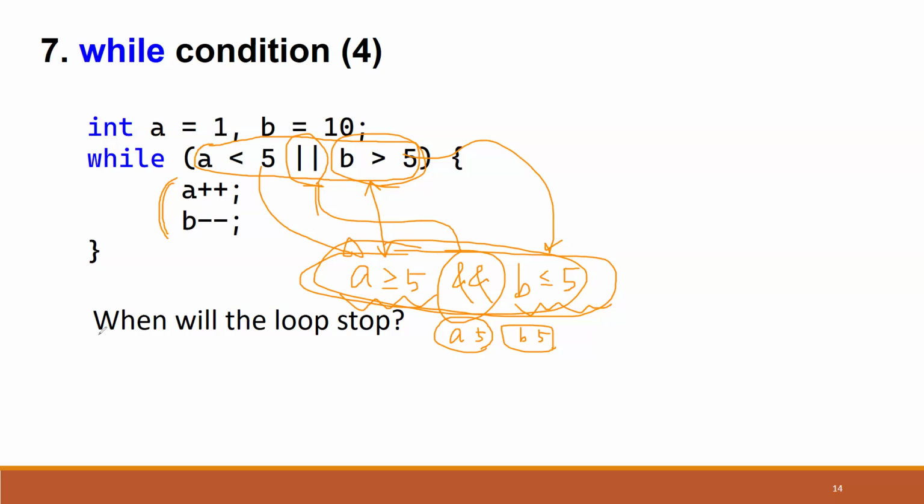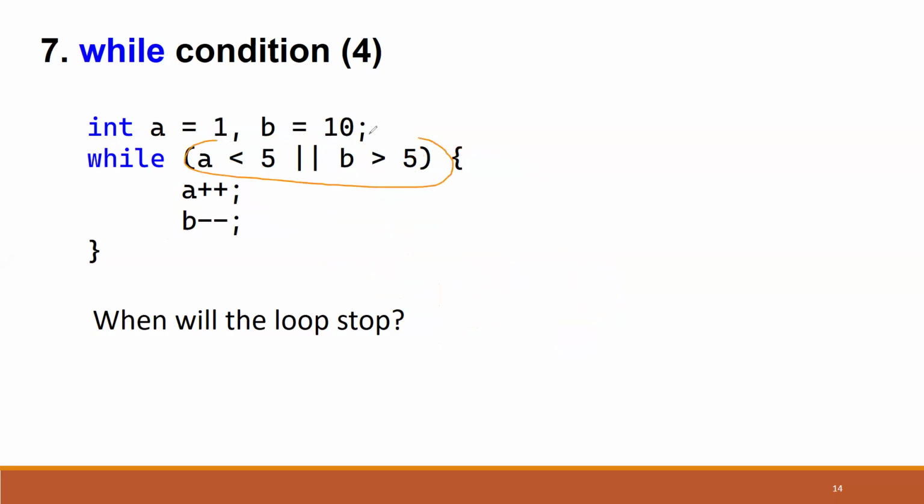This means that when will the loop stop? While this is true, the loop will continue, right? If this becomes false, then the loop will stop. So the loop stop condition is the negation, the opposite, of this condition. The opposite is A is greater than or equal to 5. The opposite of this one is an AND operator, right? And the negation of this condition is B is less than or equal to 5.